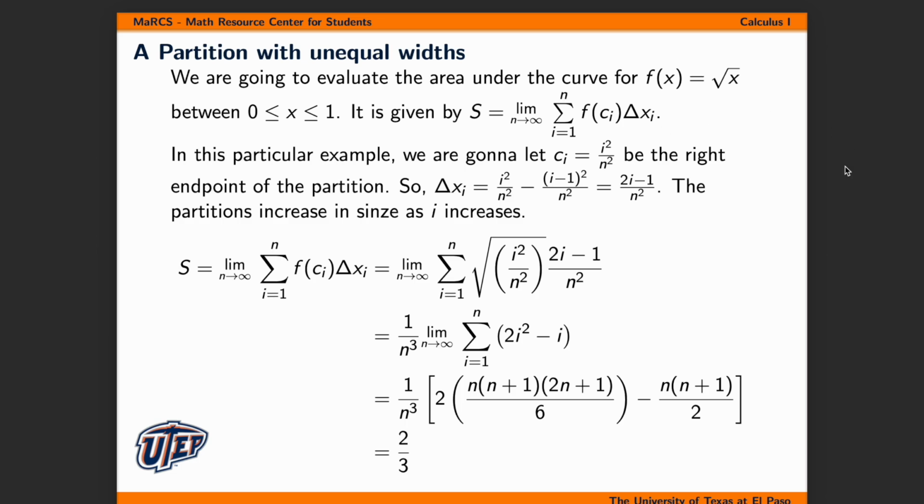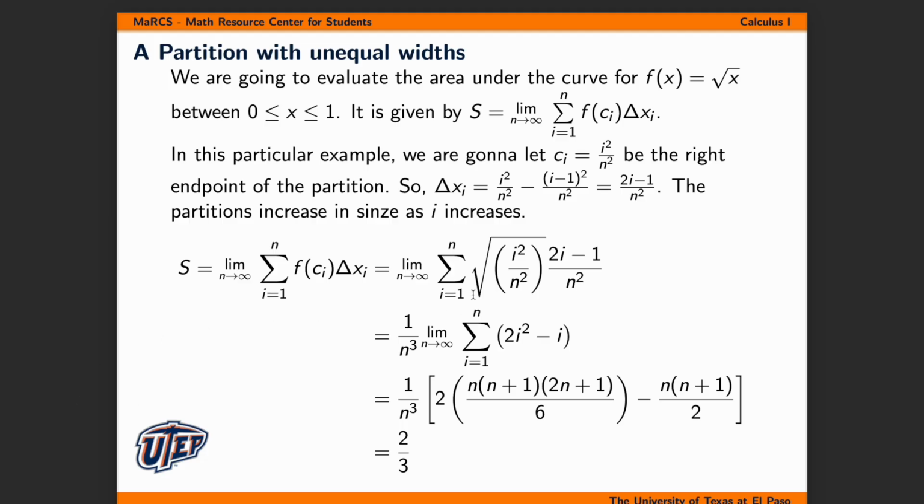So in this particular example, we are going to let our ci be equal to i squared divided by n squared, and that will be the right endpoint of the partition. So that means that our delta xi will be equal to i squared divided by n squared minus i minus 1 squared over n squared, and that simplifies to 2i minus 1 divided by n squared. The partitions will increase in size as i increases.